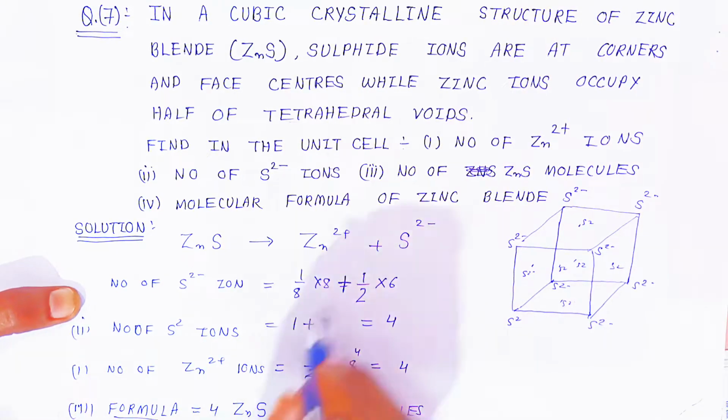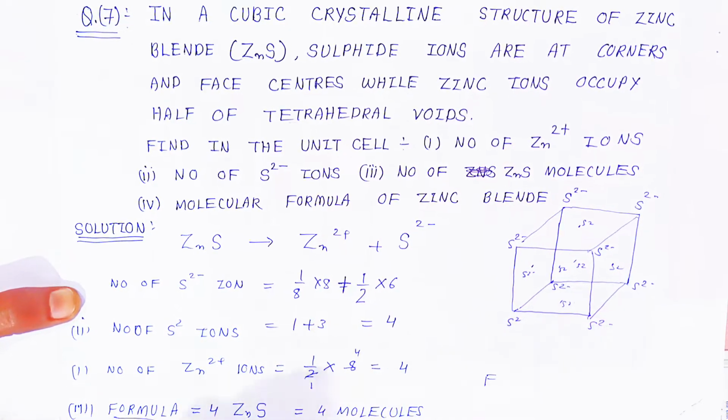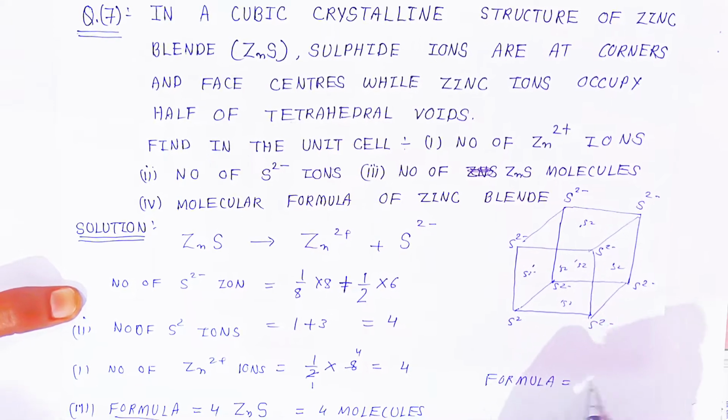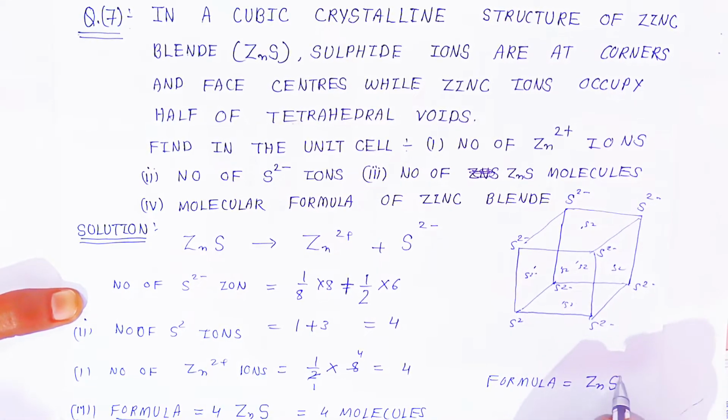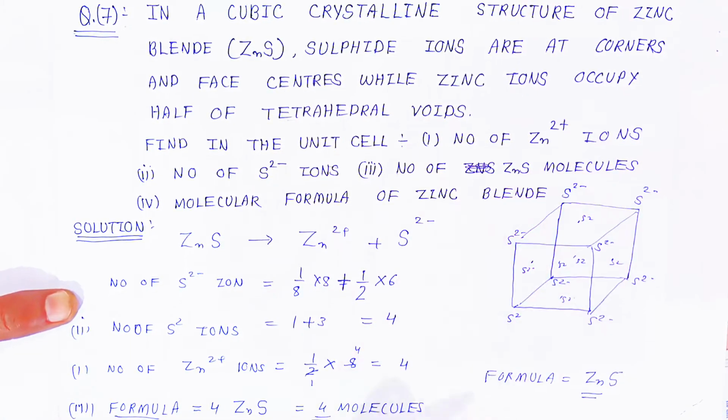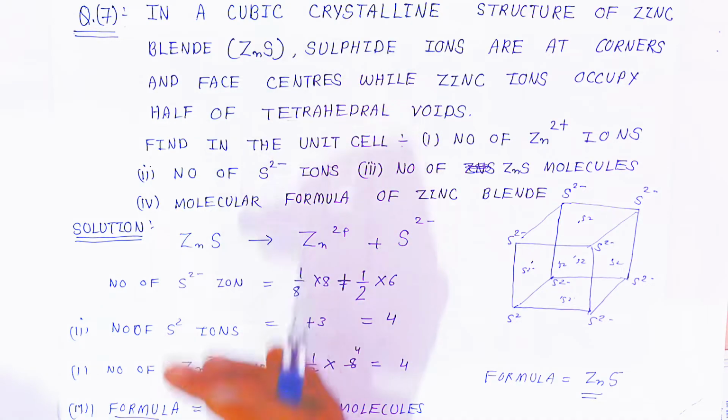Understanding, students? And the formula will be what? The formula I have already written, that is zinc sulfide. So the formula will be zinc sulfide. Understanding, students? How many molecules, students? Zinc sulfide with 4 molecules will be there. So this way, students, you can answer the questions.